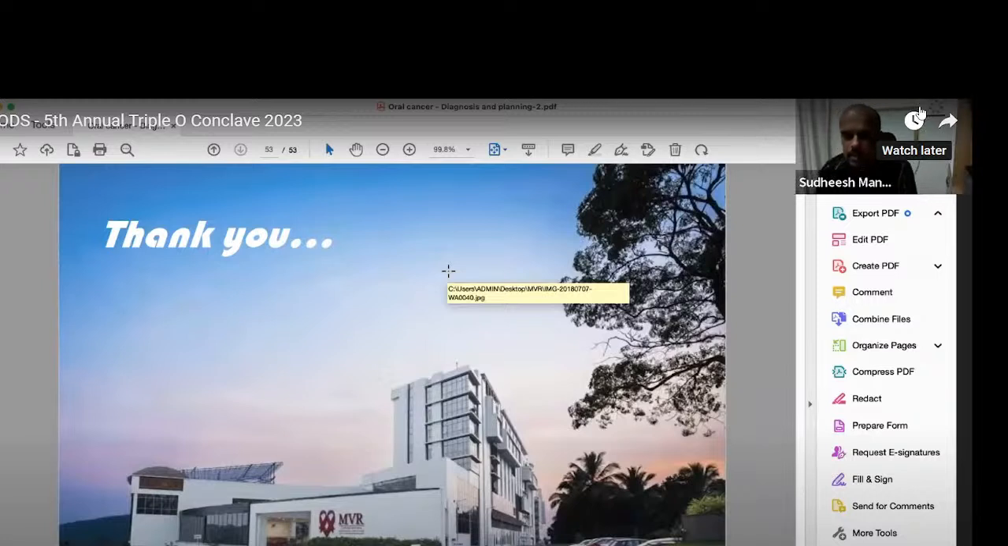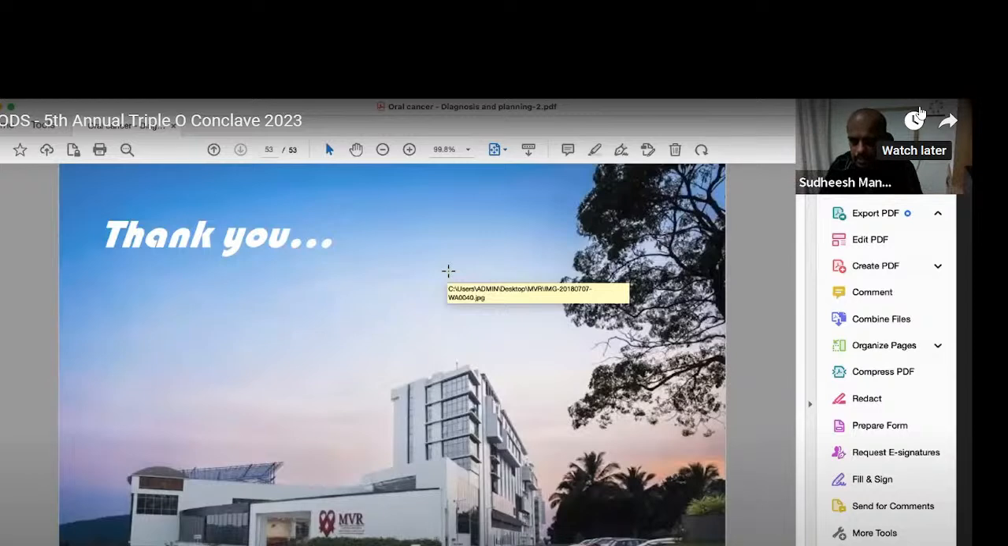Sentinel node biopsy is related to neck dissection. First, you should understand the concept of neck dissection before you go for sentinel node biopsy. Initially, you did a radical neck dissection for all oral cavity cancer. Radical neck dissection means you remove all the lymph nodes, sternocleidomastoid, spinal accessory nerve, and internal jugular vein. So it was a very morbid procedure.